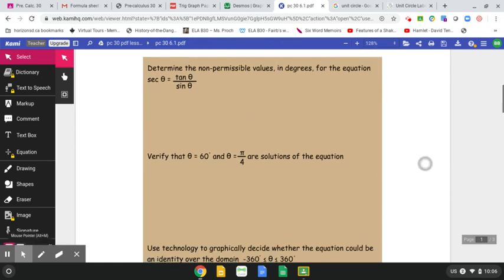We're not going to be dealing with those identities too much right off the bat, but this question says, determine the non-permissible values in degrees for the equation secant theta equals tan theta over sine theta. Non-permissible values, if you remember from pre-calc 20, I actually just taught this to them in a video like 2 days ago. Non-permissible values is when your denominator equals 0, or any value that makes the function undefined.